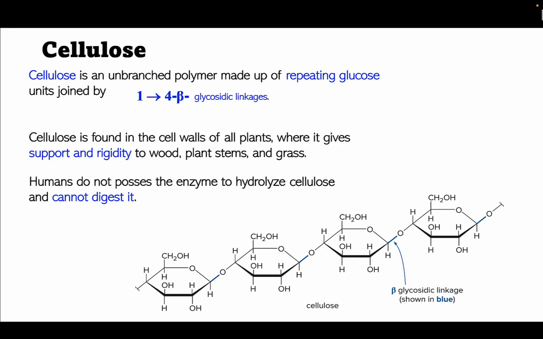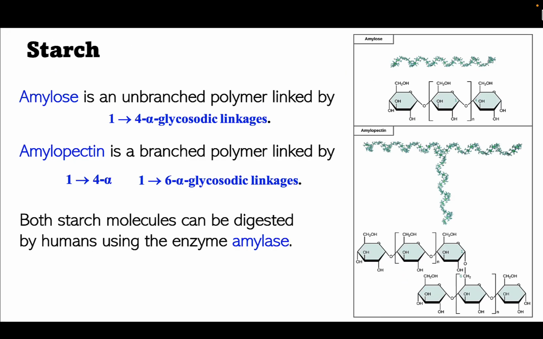Humans cannot, but other animals have developed tools to get food out of this source that we cannot get food out of. Cellulose is a carbohydrate that's in the cell walls of plants. It gives rigidity to wood, plant stems, grass. It's a very important biological molecule, but not one that we can derive energy from. Instead, we can derive energy from starch.